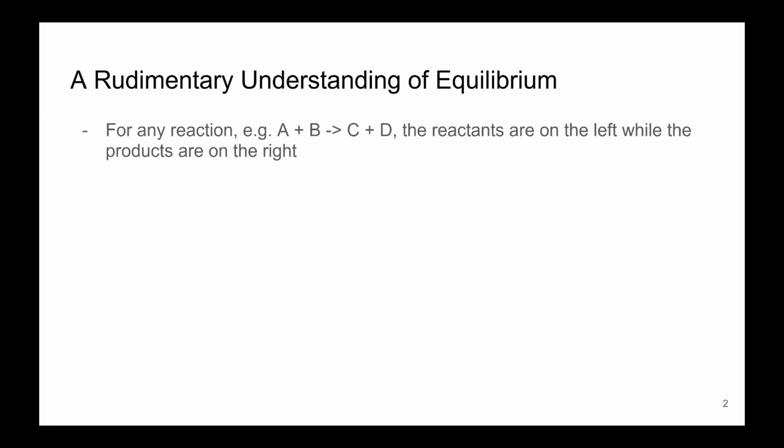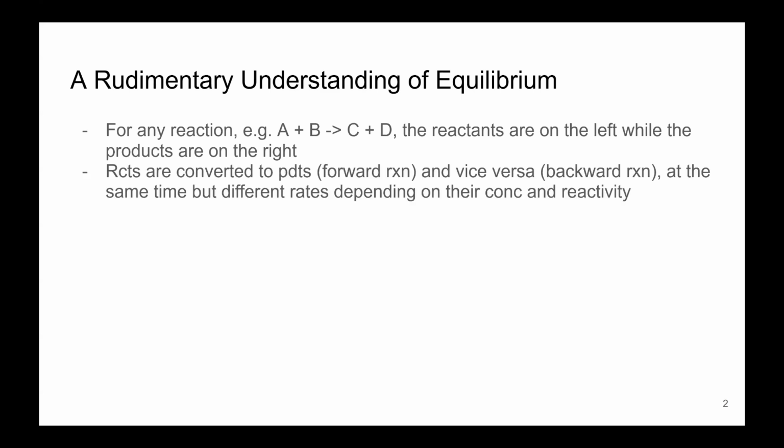So what's equilibrium? Well, for any reaction, you have reactants and products, and your reactants are on the left, where products are on the right. So reactants are converted to products, and that's called the forward reaction. And when you do it the other way around, it's called the backward reaction. So reactants are converted to products and vice versa at the same time, but at different rates depending on the concentration of each of the species as well as their individual reactivities. So there must be a point of balance where the rates of the forward and backward reactions are equal.